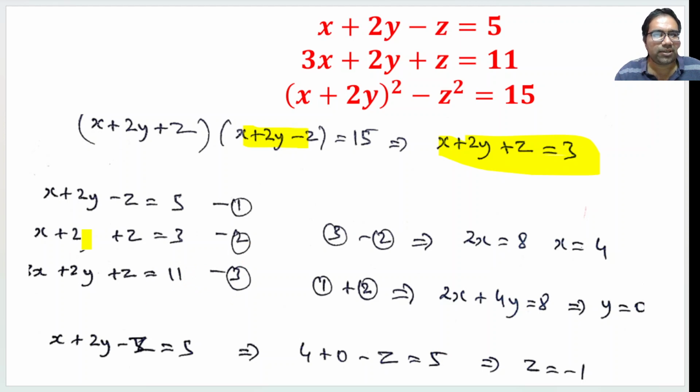Right. Now let's do 3 minus 2, because we have 2y + z common in both places. So 3x − x, which is 2x, equals 11 − 3, which is 8. So that means x = 4. So we have figured out what x is.